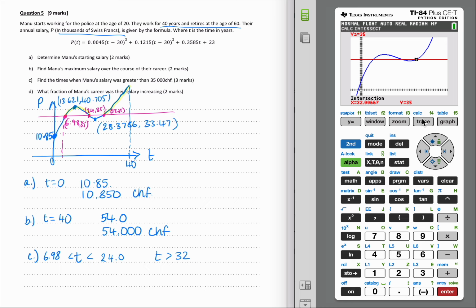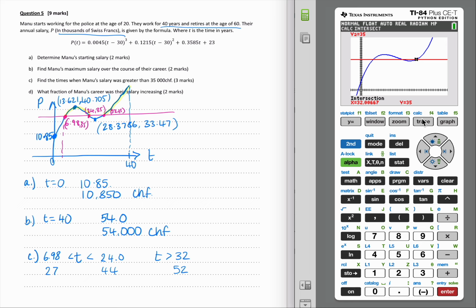You can also just write that in words. So you can say that it's between 6.98 years of working there and 24 years of working there, and then it's bigger than 32 years of working there. You can also convert that to an age. So his age would be 27 because he starts working when he's 27. So this would be 27, rounded up to 44, and then you could say that this is when he's greater than 52 as well. So you can convert it to his age if you prefer.